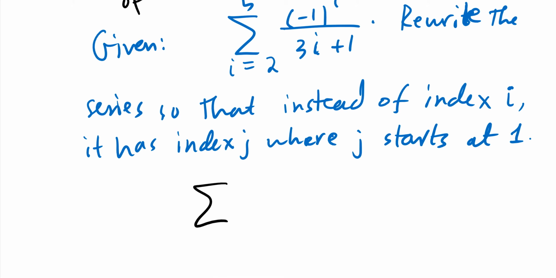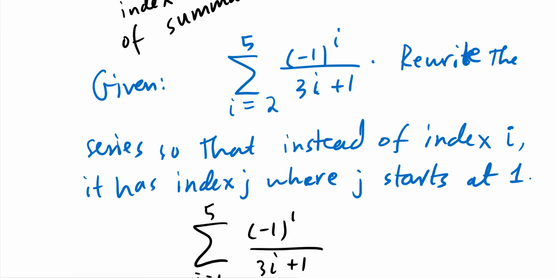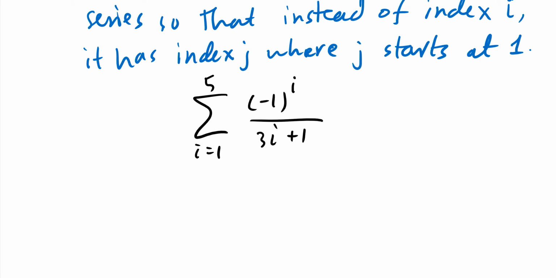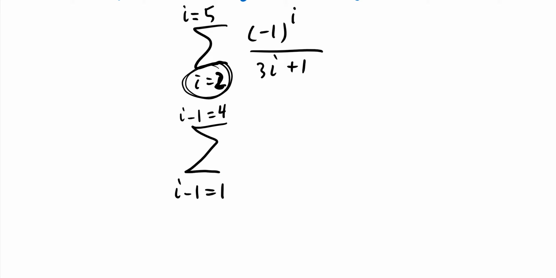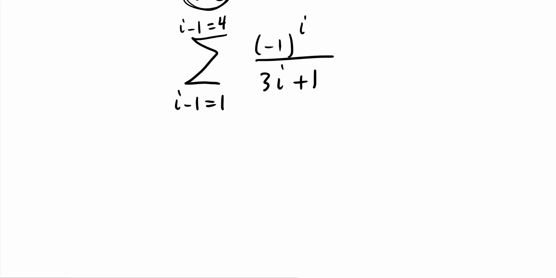So let's start with the given series. Negative 1 to the ith power over 3i plus 1. So what we're going to do is rewrite this. Sorry, this was 2. I want to make that 1. To make that 1, I'm going to subtract 1 on both sides of this equation, i equals 2. So it becomes i minus 1 is 1. And since we did that here, this was from i equals 2 to i equals 5. So that becomes i minus 1 equals 4. So I subtract 1 on both sides of that equation as well. Let's keep this the same for now, over 3i plus 1. So what I just did is called shifting to the left.